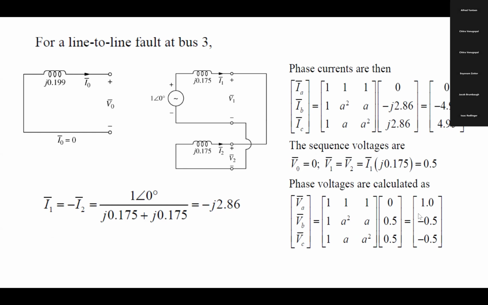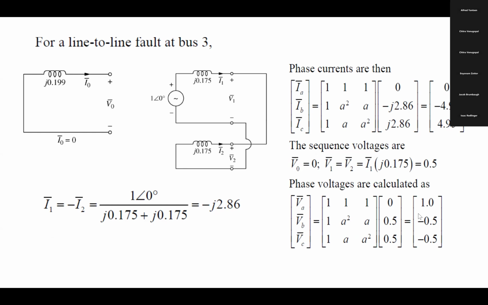And also, you are not going to stop here. Every time you analyze the fault, you also have to look at the voltage. So take the voltage values, transfer them into ABC, and look at the voltages. The voltages in B and C are negative, same value. So it is clearly a BC fault, not an AB fault.